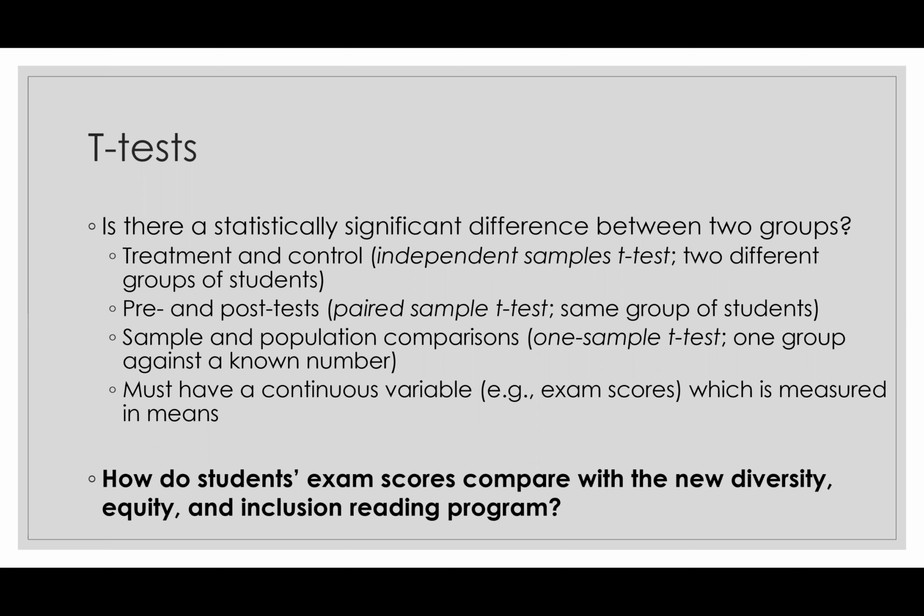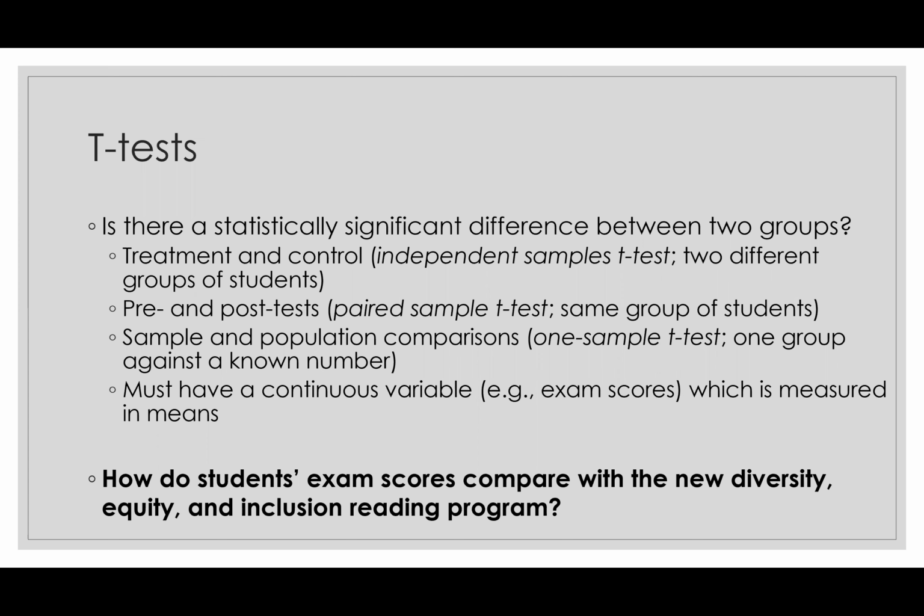So with t-tests, we must have a continuous variable. Again, a really easy example in education research is an exam score, right? Usually it's 0 to 10, 0 to 100. Some even have a floor, maybe it's 10 to 100, something like that. But exam scores are a really easy way to understand when to use t-tests. And these are measured in means. So again, we're comparing the average score for group 1 against the average score for group 2, or the average score for our sample against the average score for the nation, that kind of example.